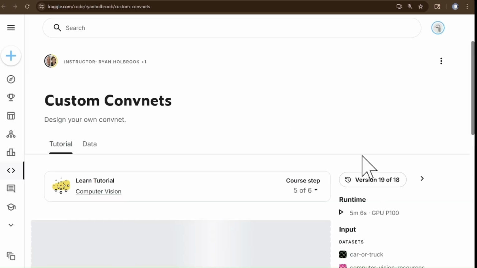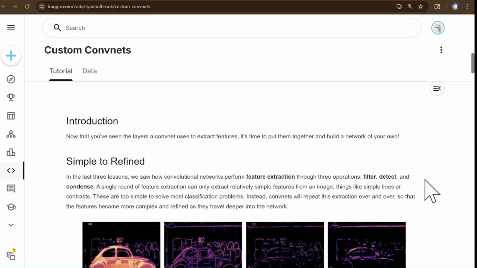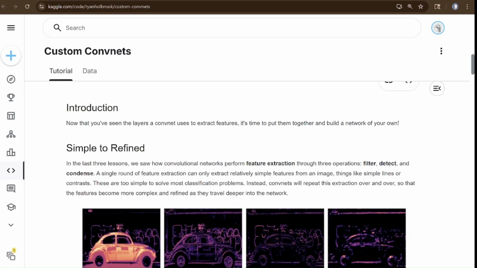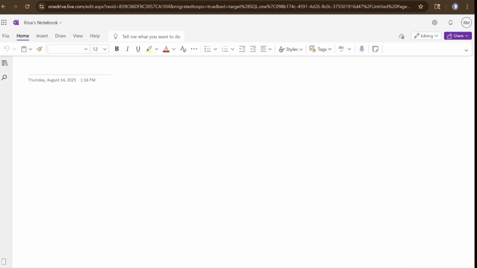First let me read this, then we will do the exercise. Okay, you have seen the layers a convnet uses to extract features. Now it's time to put them together and build your own convolutional network. Let me just give you a small recap.